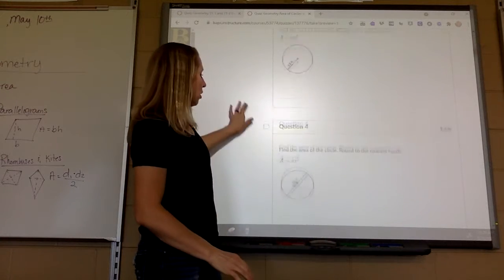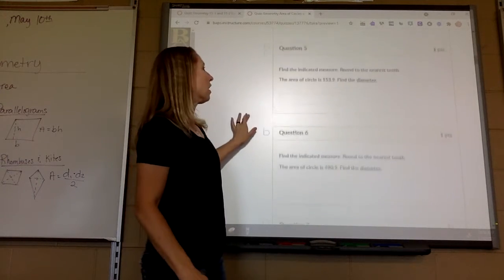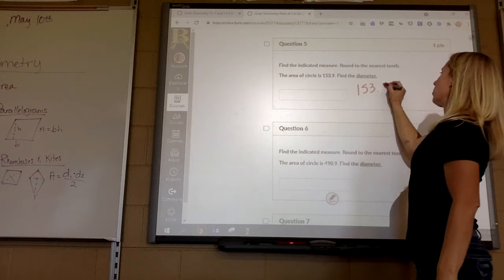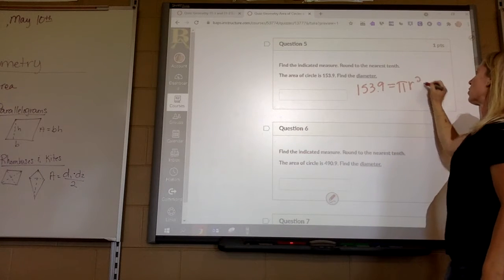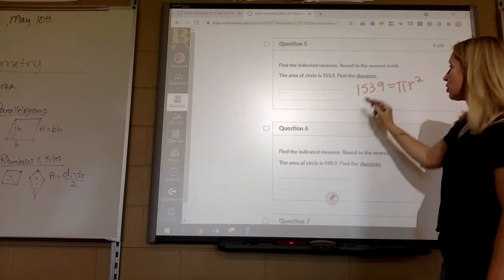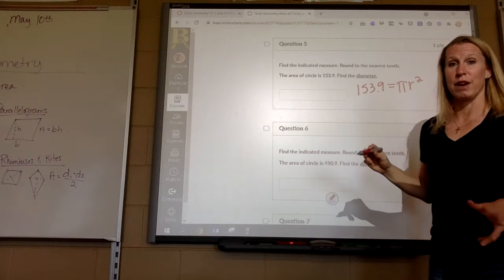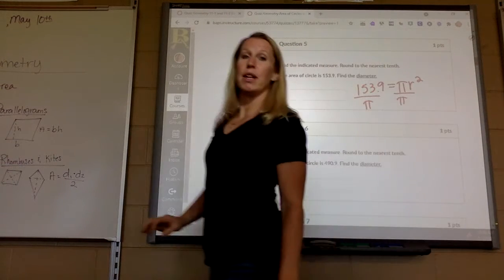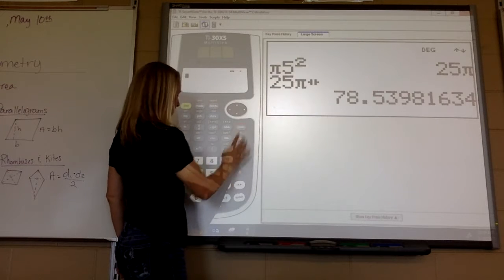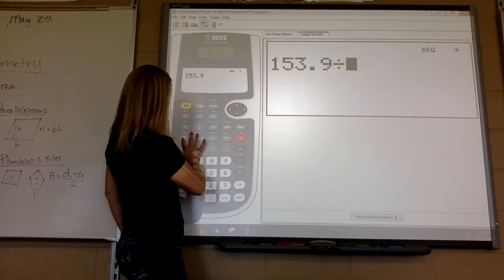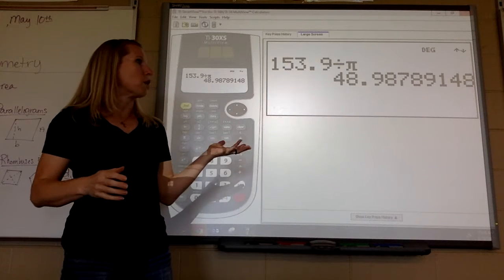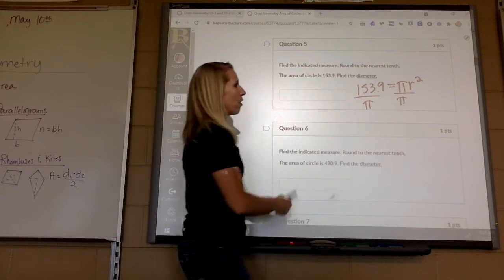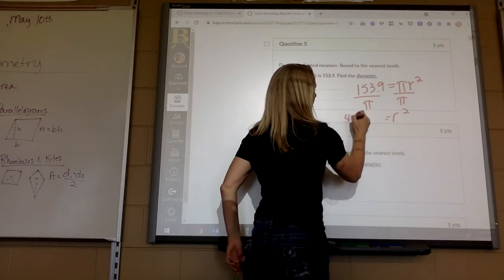When you get to number 5, it actually gives you the area. So the area, 153.9, equals pi r squared. To solve for the radius, which ultimately we're going to want the diameter, but to solve for the radius, just divide by pi. So 153.9 divided by pi would give you 48.987. I'm just going to leave that in there. That is what the radius squared would be.